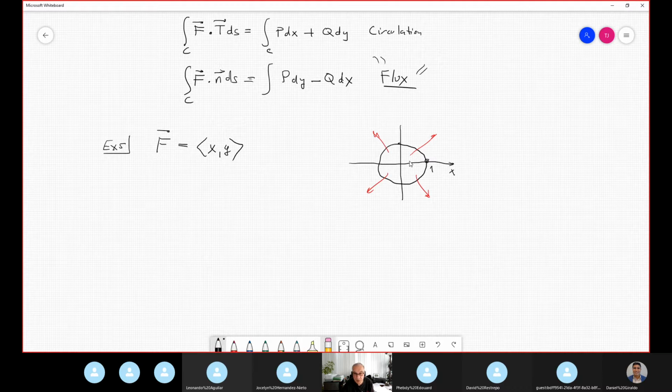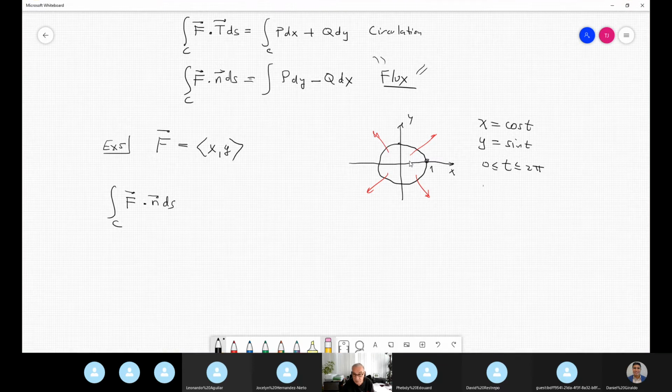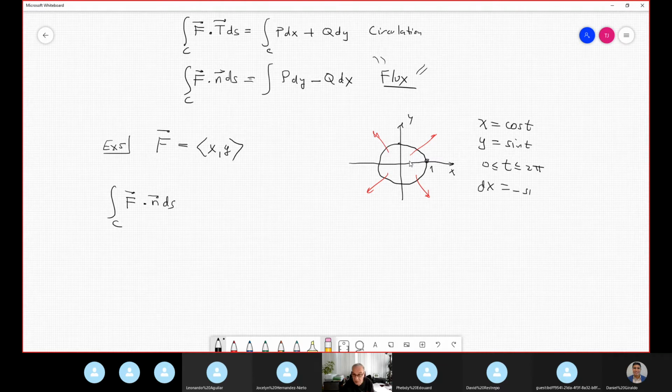Now, the integral that I want to compute, the flux, is the integral of F dot n ds. And the curve C is this curve. In this curve, I am going to do the parametrization. It's cosine t, sine t, t varies from 0 to pi. And dx is minus sine t dt, and dy is cosine t dt.